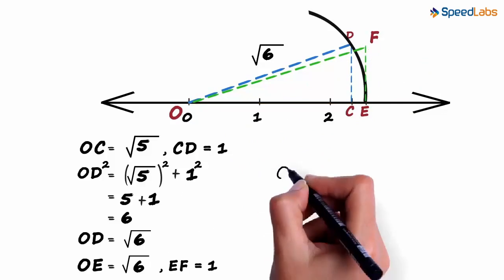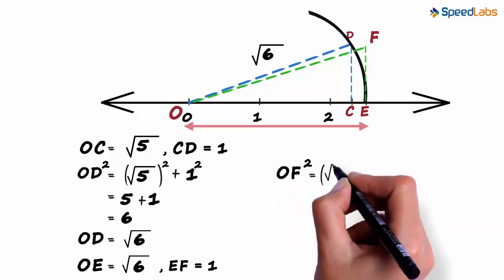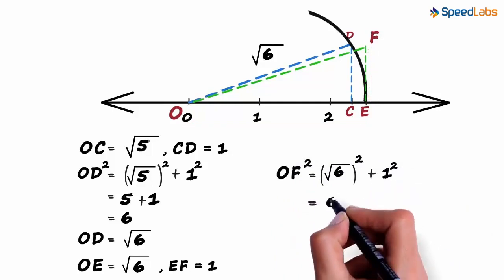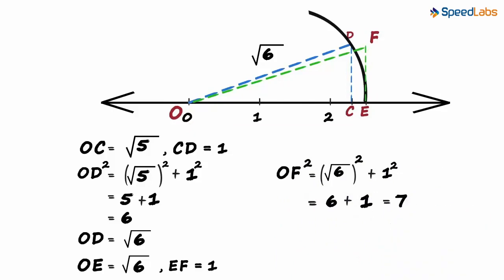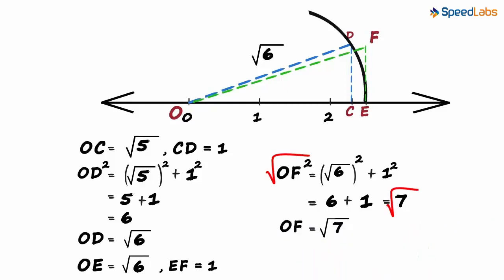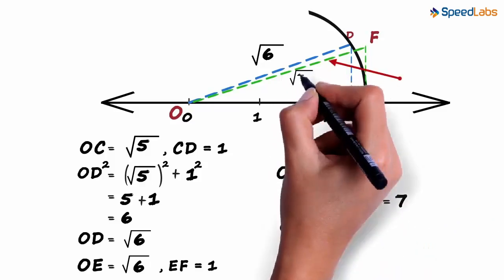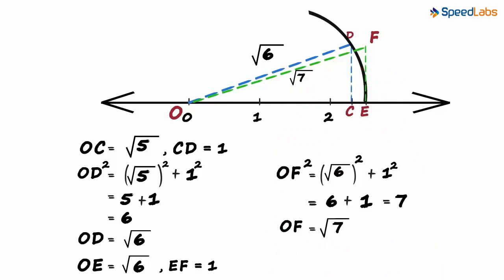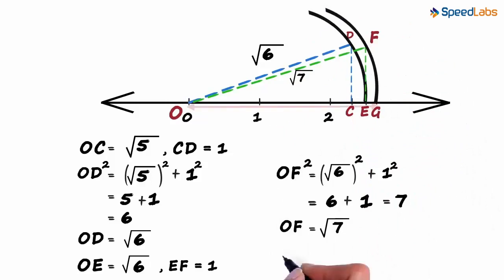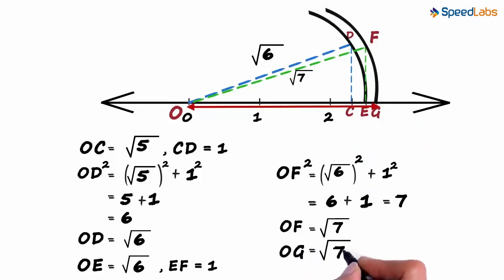So we get OF squared equal to root 6 the whole squared plus 1 squared. This equals 6 plus 1, which equals 7. Again, taking the square root on both sides, we get OF equal to root 7 units. This length is root 7 units. And just like we did before, we keep the compass on point O, set it to this length and cut an arc on the number line at point G. That will give us OG also equal to root 7 units.